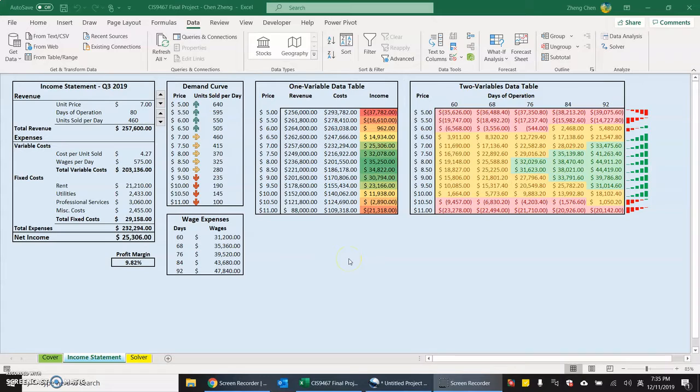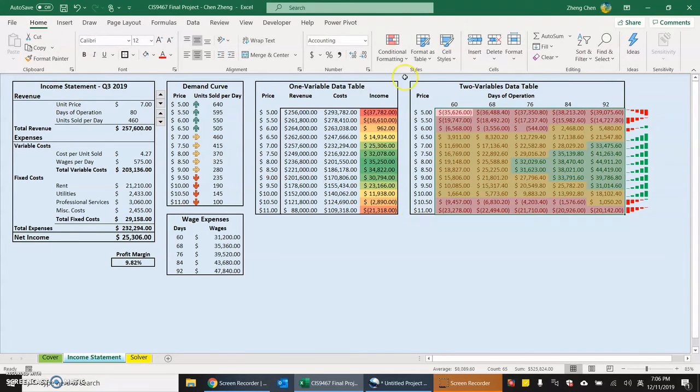The first thing I did here is create two data tables. The first one is one variable with only the price. The second one has two variables with both the price and the days of operation. According to the conditional formatting here, the red color means worse net income, which is a loss, and the green means higher net income. To achieve higher net income, our unit price should be somewhere around $8. And when we also account for the days of operation, we need to work 92 days and set the price around $8 as well to achieve the highest net income.